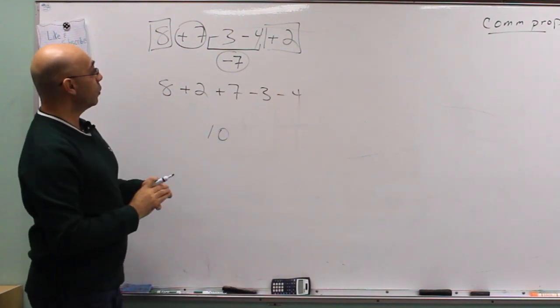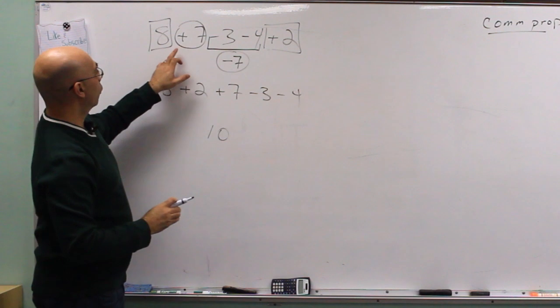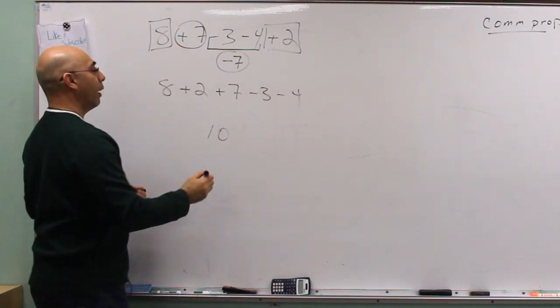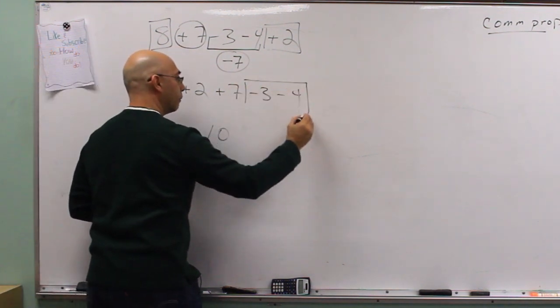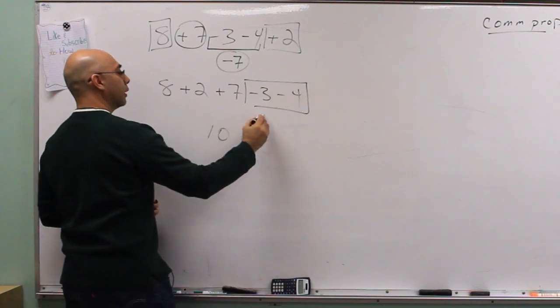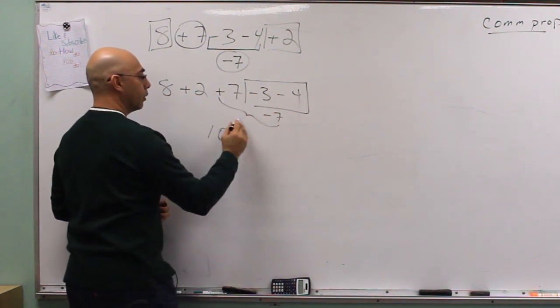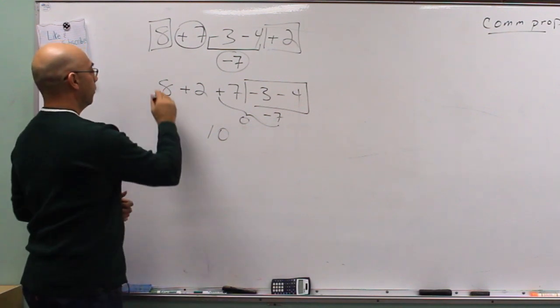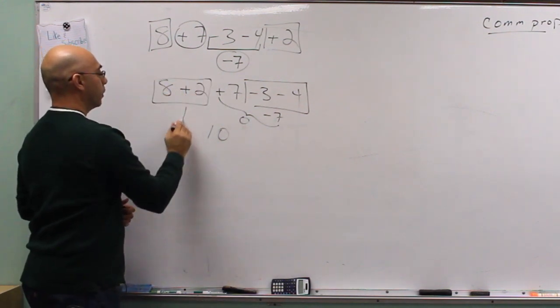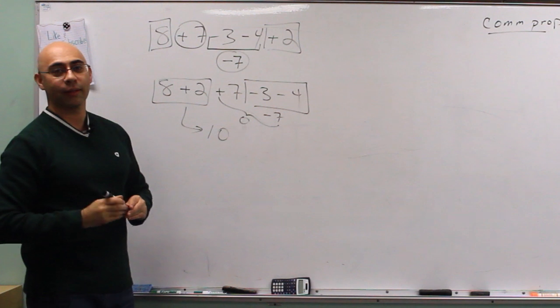So I just commuted the 2 over here. And now I can associate these guys together to get negative 7. Then I can associate these guys together to be 0. And basically, I'm back to 8 plus 2 is 10.